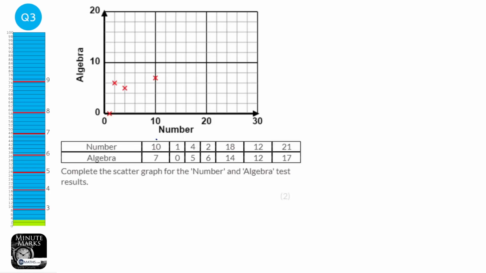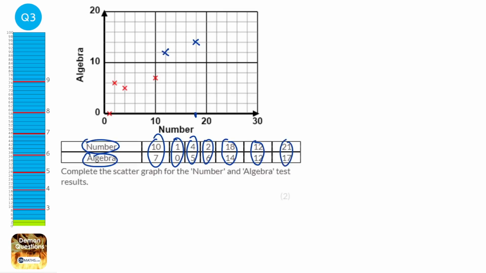So we can see that the first four of these have already been plotted. Now it's really important that you do the coordinate the right way around. So the first one is number and then algebra. So we're looking at this coordinate here. We're 18 on number, which would be here, and then 14 on algebra, which would be this point here. 12 on both, so 12 and 12 would be here, and then 21 and 17. So 21 and 17 would be roughly there.